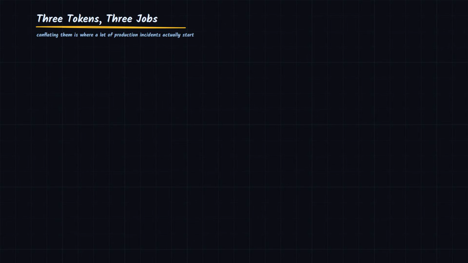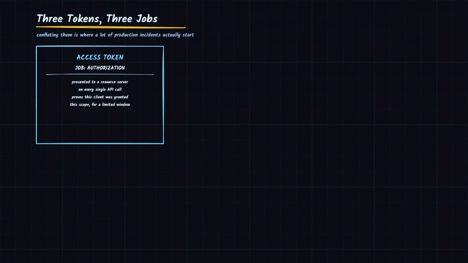Three token types show up across this whole system, and conflating them is where a lot of production incidents start. The access token is what the client presents to a resource server on every API call, and its only job is authorization, proving to that specific API that this client was granted this specific scope of access for a limited window of time. It's opaque as far as the spec is concerned. Some authorization servers issue it as a JWT and some don't, and a well-built client shouldn't assume it can read the access token's contents at all, only that it can hand the token to the resource server it was issued for.